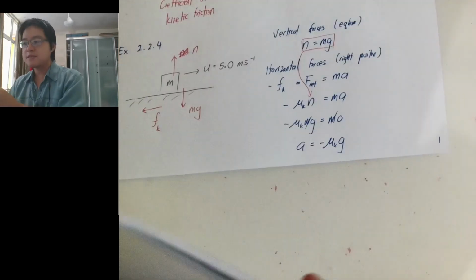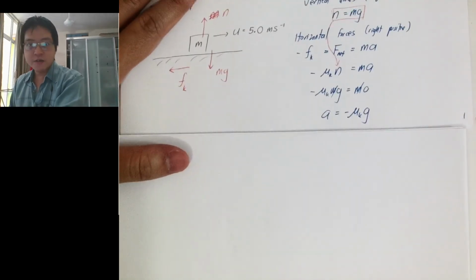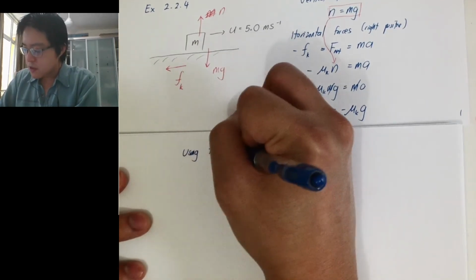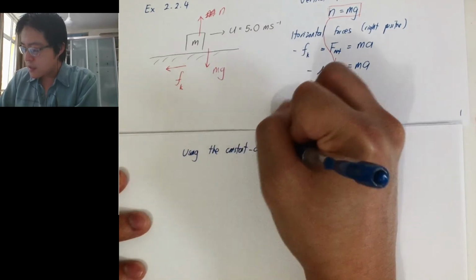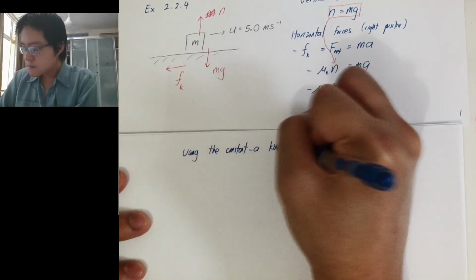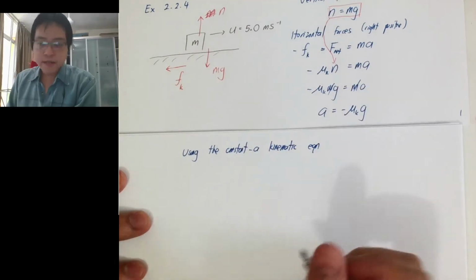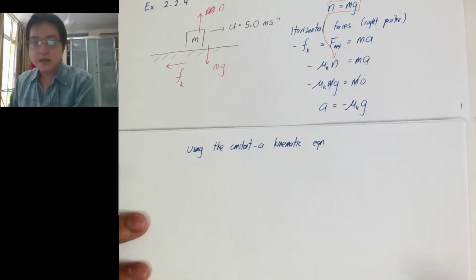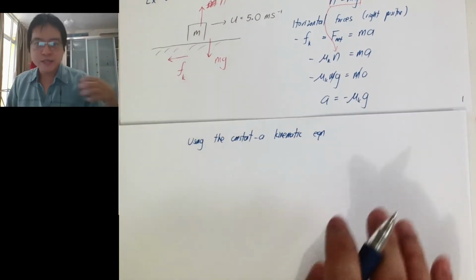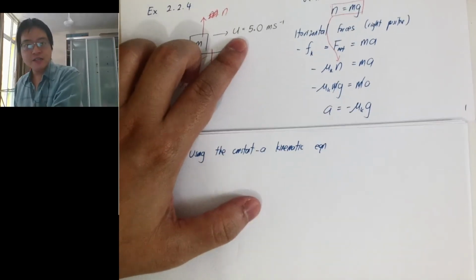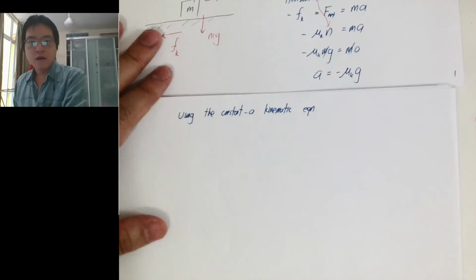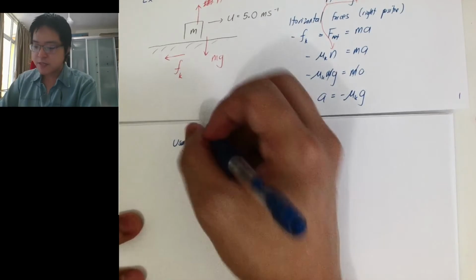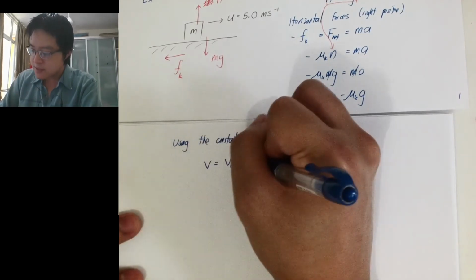Since my acceleration is a constant, I can use the constant acceleration kinematic equation. I want to find out how long it takes to slow to a stop, so think of which equation involves time, and you are given the initial speed and the acceleration. We don't know the displacement, so better avoid any equation involving displacement. So we just use this one: v equals v0 plus at.